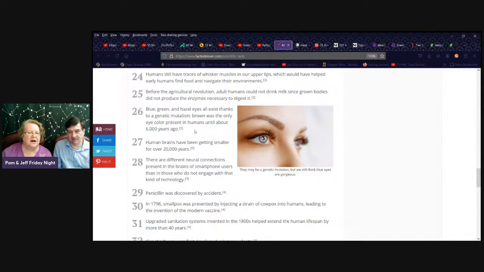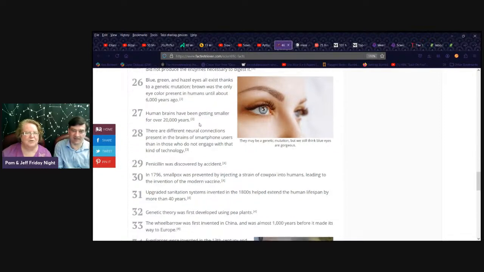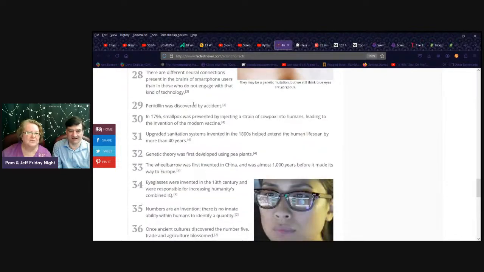Blue, green, and hazel eyes all exist thanks to a genetic mutation. Brown was the only eye color present in humans until about 6,000 years ago, which makes me wonder how they know that. Human brains have been getting smaller? Oh, no. Okay. Oh, yeah, I love this one.